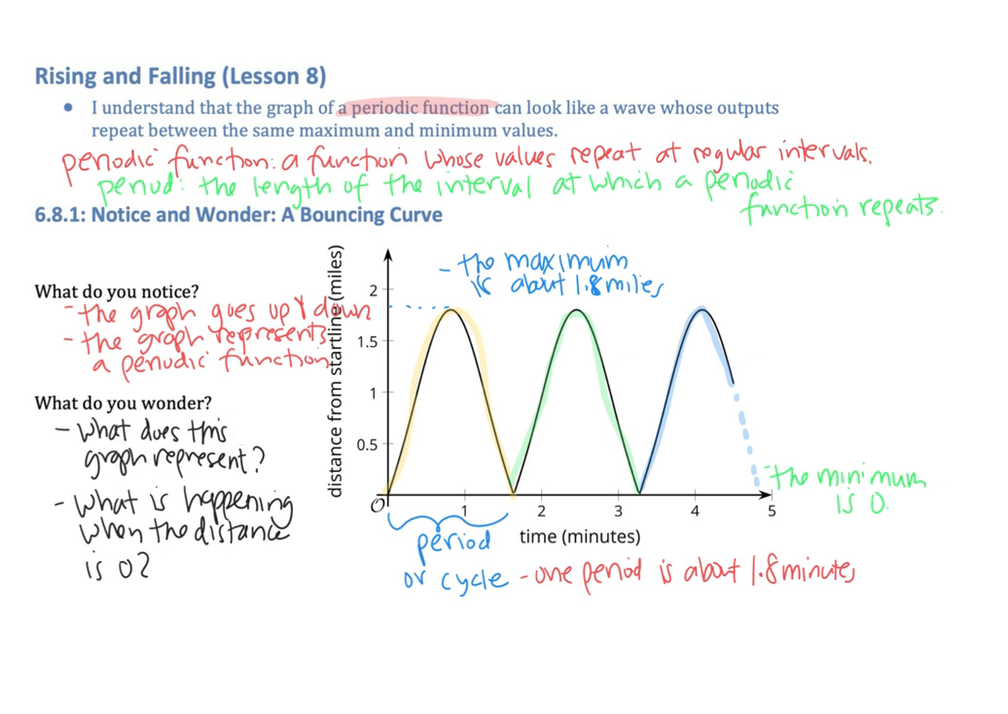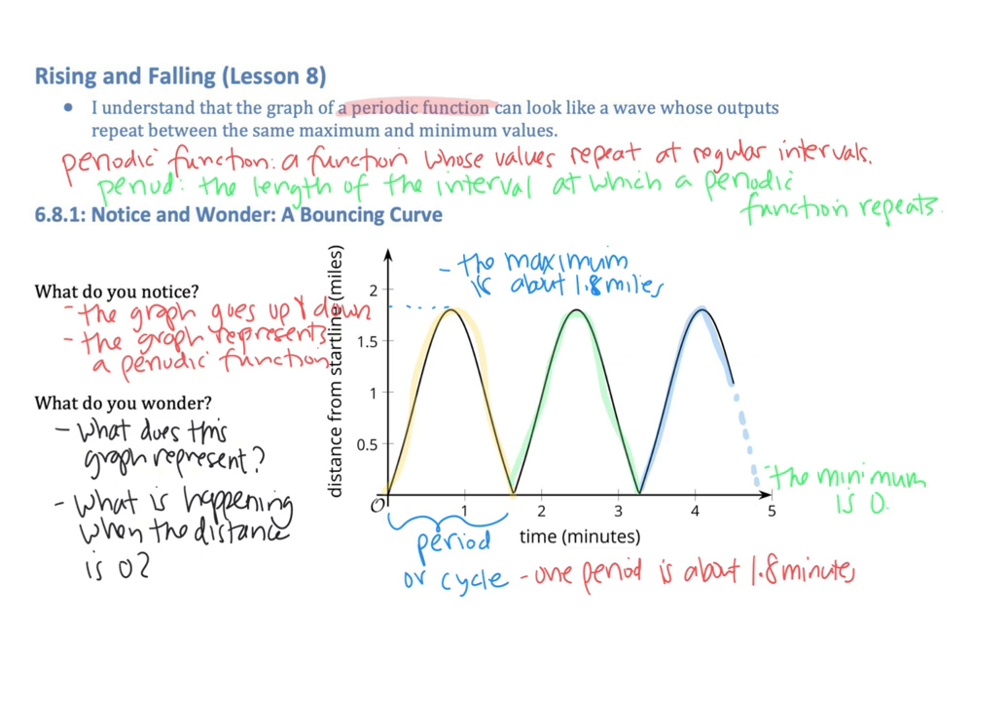You might have wondered, hey, what does this graph represent? Or what is happening when the distance is 0? Over time, this is a distance from the start line. So what's happening? Distance from the start line, getting farther and farther away, closer to the start line, farther and farther away, closer to the start line. So what's happening here? We're going to talk about that soon.